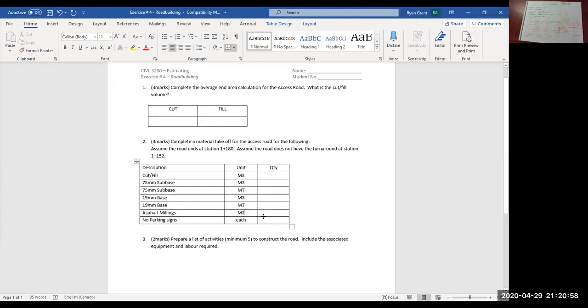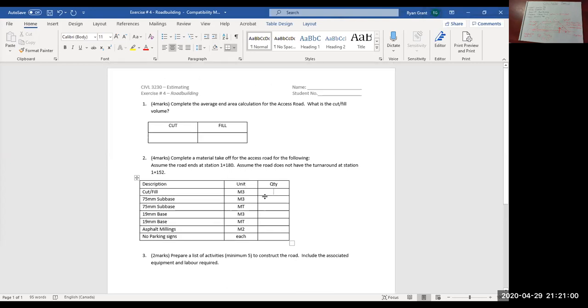So you may be asking, is this a trick question? Question 1, complete the average end area calculation for the access road. In question 1, we determined the total cut volume and the total fill volume for the access road. Question 2 is complete the following takeoffs for the access road. We're dealing with the exact same road. So this first question here, what's the total cut and fill? It's the sum of these two numbers.